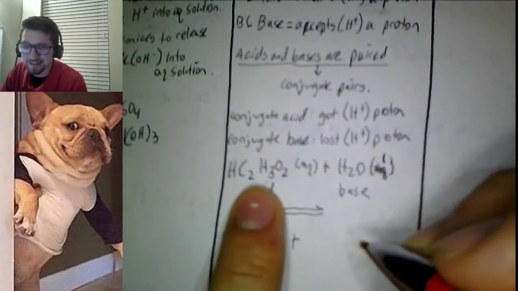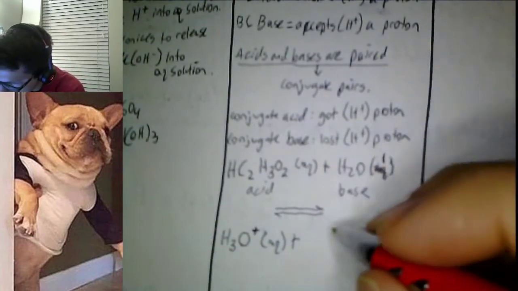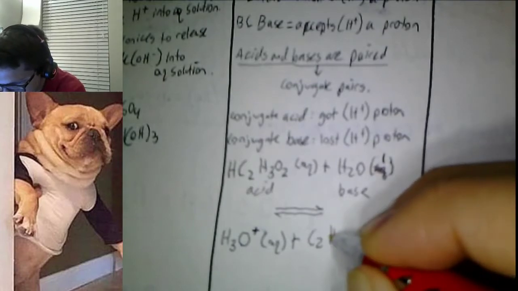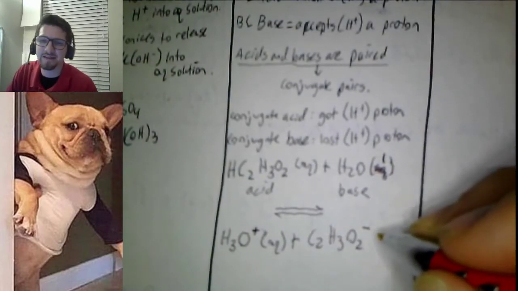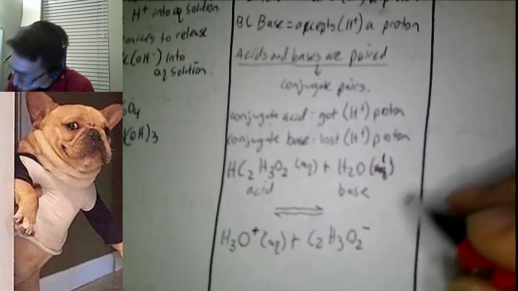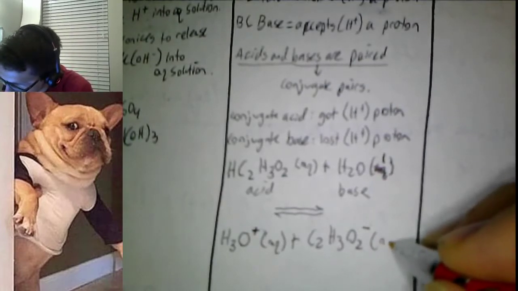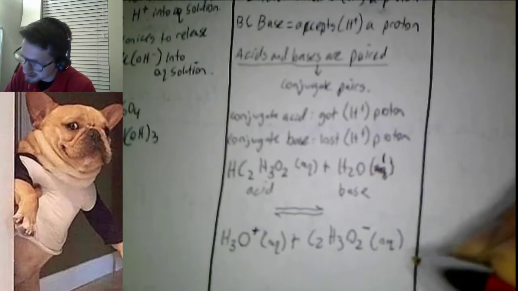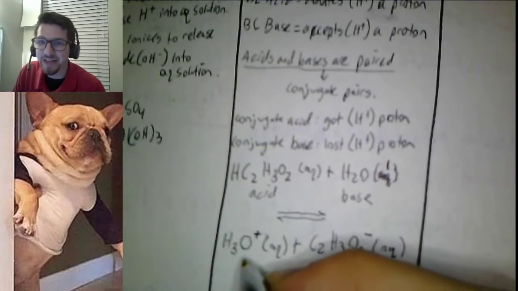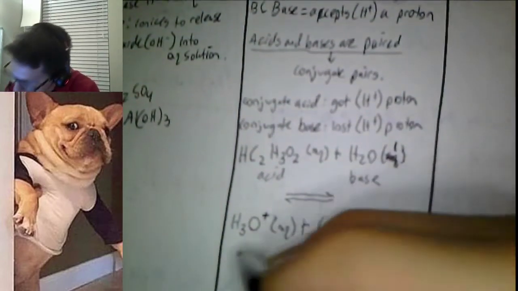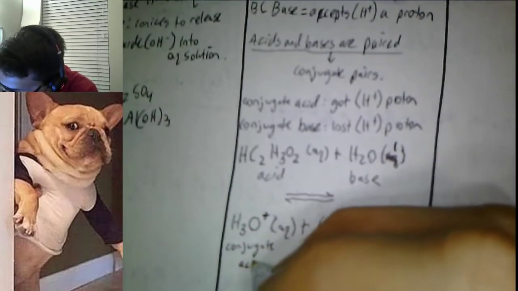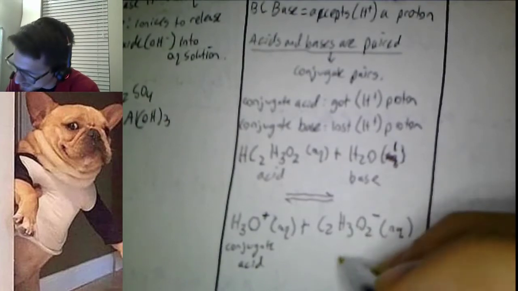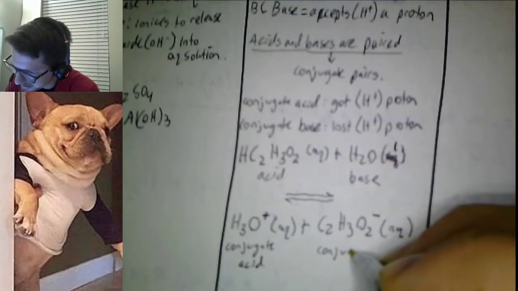Plus, what does this thing look like without its little H? It's going to be C2H3O2. And since it lost something, it's going to be sad, and it's going to be negative. And that's going to be aqueous as well. So since this thing got an extra H, it's going to be our conjugate acid. And since this thing lost an H, it's going to be a conjugate base.